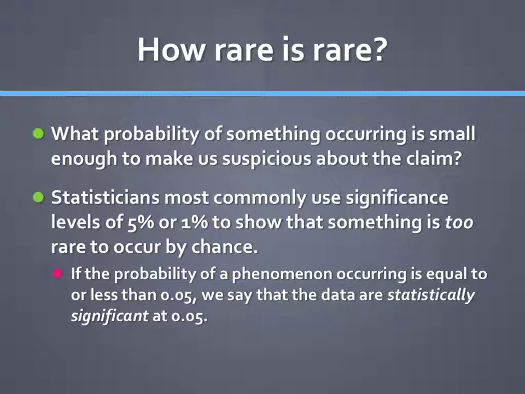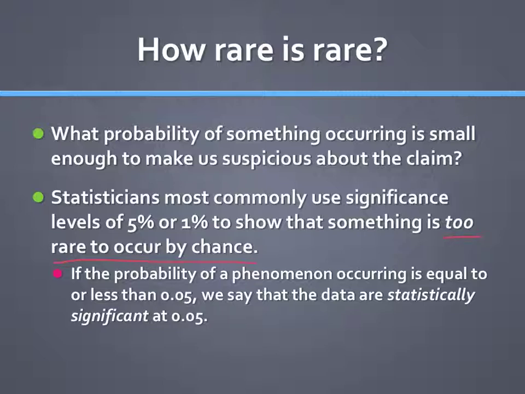To reiterate, our p-value tells us how rare an event is, and the rarer the event, the more likely it is that we're going to be suspicious about our null hypothesis. We need to have some type of benchmark, and sometimes the problem is going to give you this benchmark. Sometimes you're going to have to use your best judgment, and you're going to default to 5% if you're not told. The most commonly used significance levels, and that's what we're going to call it, a significance level is kind of our benchmark, are 5% or 1%. Sometimes you'll see 10%, and that's going to show that something is too rare to occur by chance. We think that something is wrong with the null hypothesis.